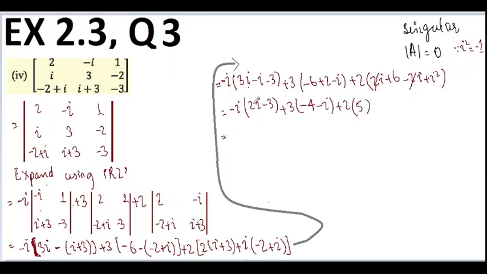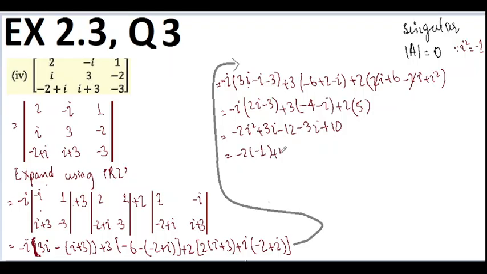Now we are going to multiply iota with these terms. So negative iota, so minus 2 iota square. Minus into minus gives us plus 3 iota. Plus 3 into minus 4 gives us minus 12. And plus 3 into minus iota gives us minus 3 iota. Plus 2 into 5 gives us 10. Now we get minus 2 into minus 1.